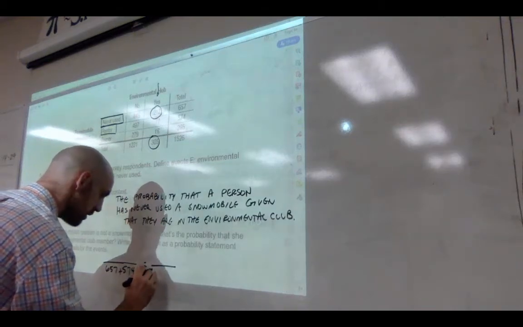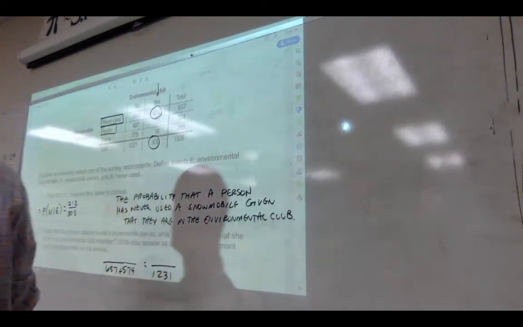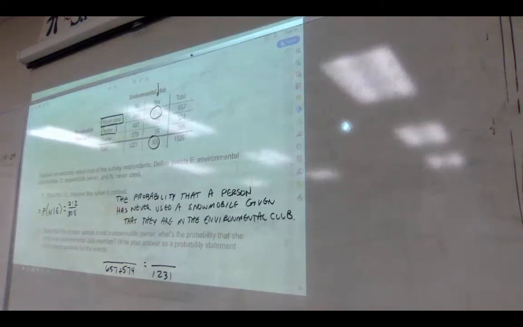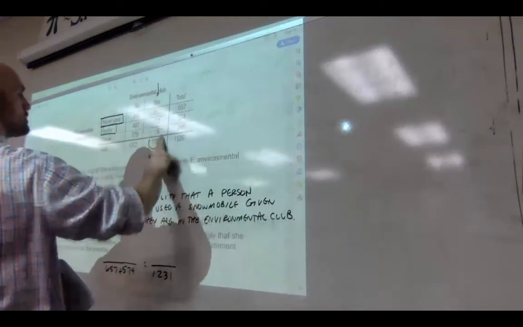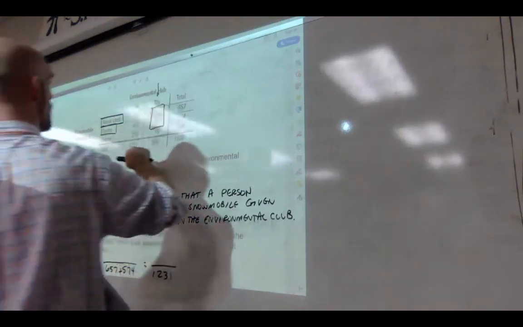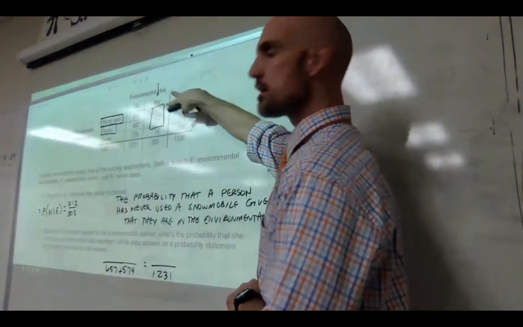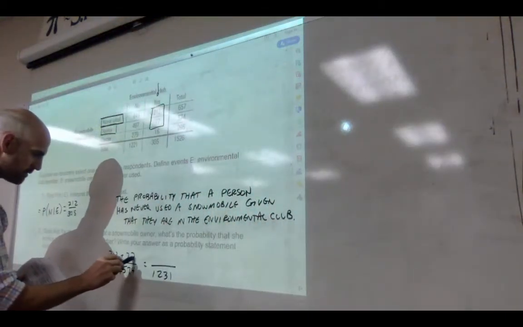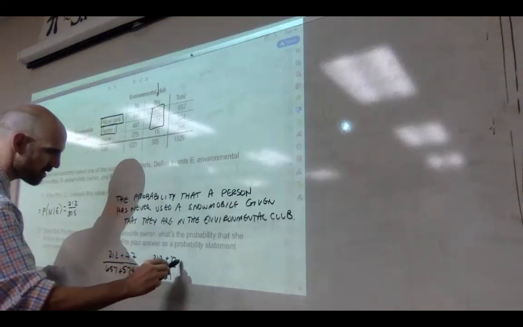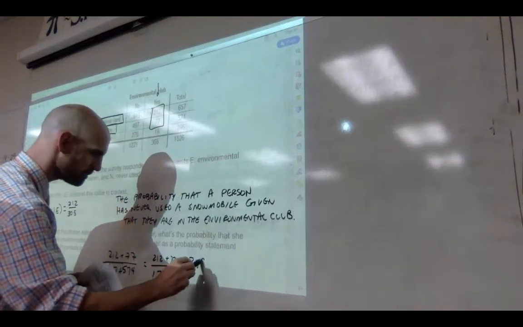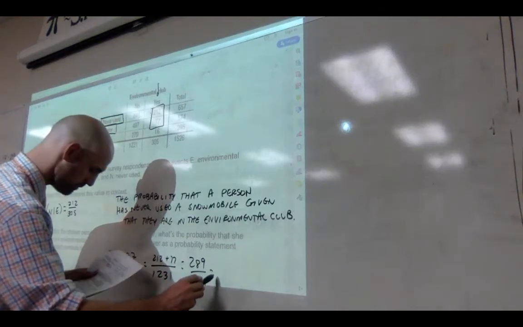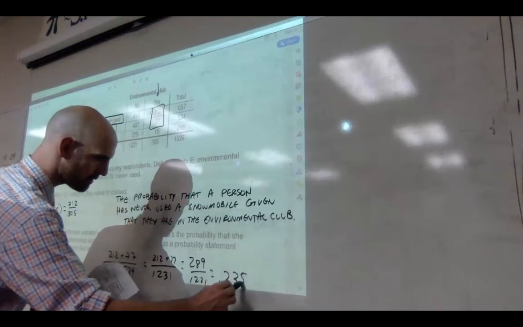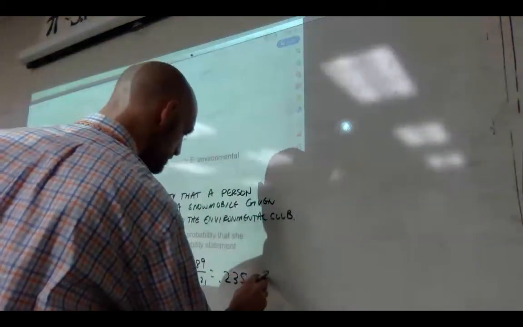My denominator is 1231. What is my numerator? What is the probability that he or she is an environmental club member? In this case, 212 plus 77. They fit into these categories but also this category. So 212 plus 77. My probability would be 289 over 1231, which is 0.235, 23.5%.